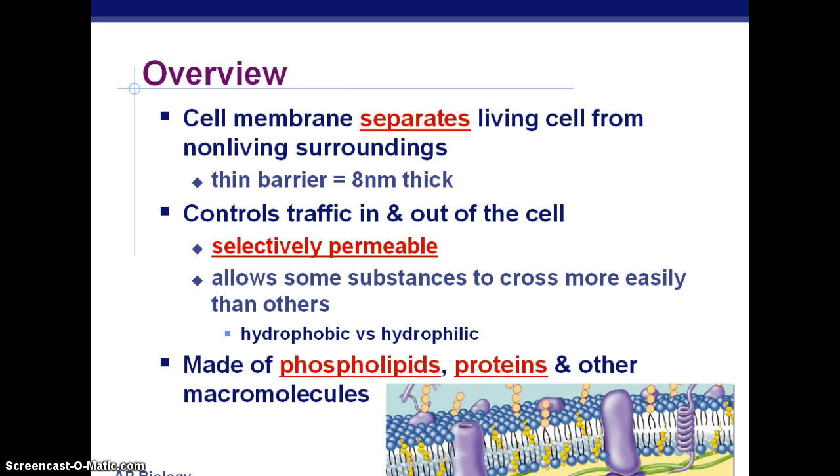So the cell membrane is a boundary between the interior and exterior sides of the cell, and it separates living things from its non-living environment.